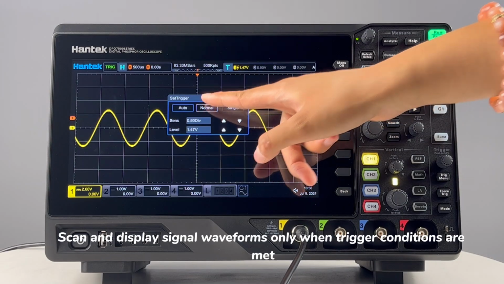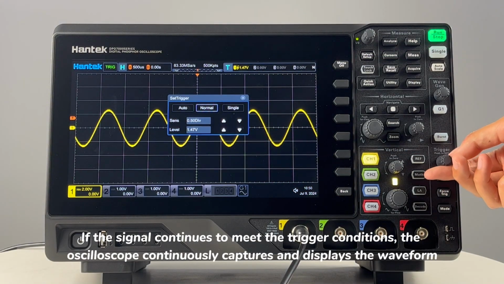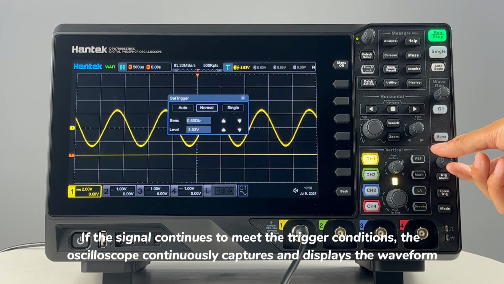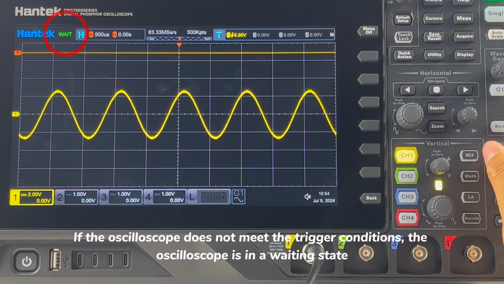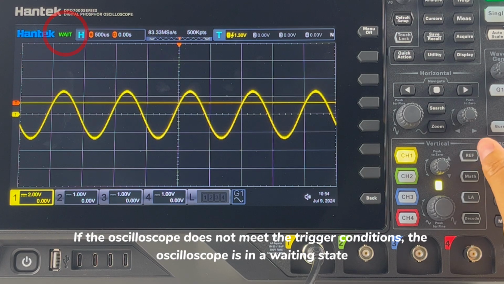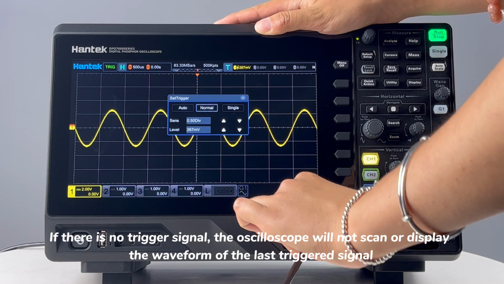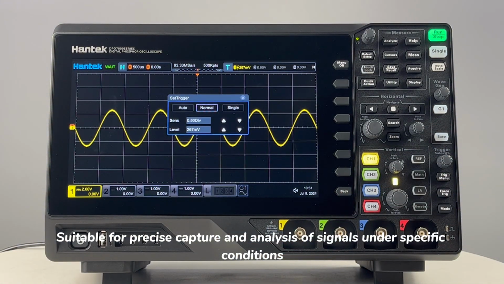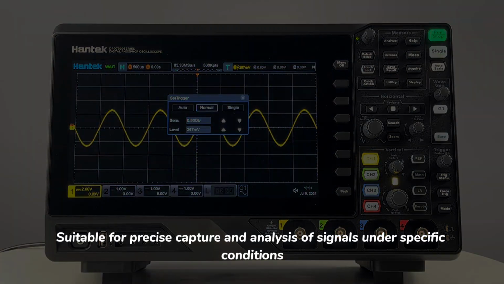Normal. Scan and display signal waveforms only when trigger conditions are met. If the signal continues to meet the trigger conditions, the oscilloscope continuously captures and displays the waveform. If the signal does not meet the trigger conditions, the oscilloscope is in a waiting state. If there is no trigger signal, the oscilloscope will not scan or display the waveform of the last triggered signal. This is suitable for precise capture and analysis of signals under specific conditions.